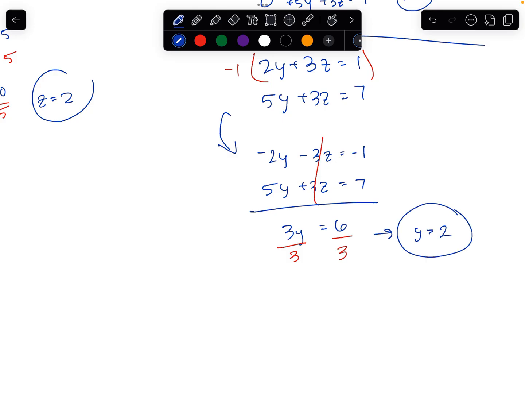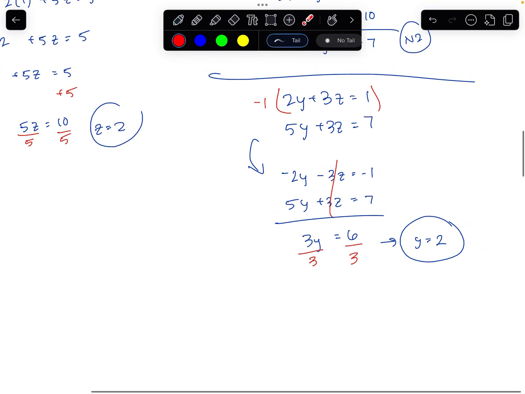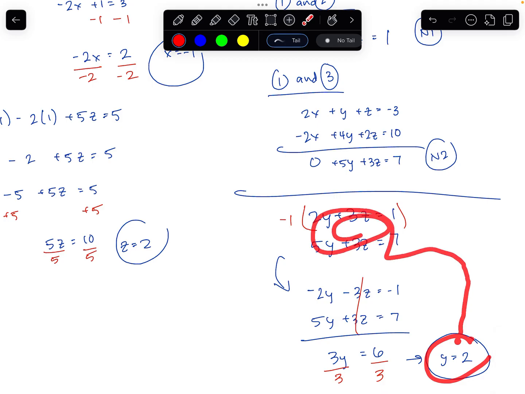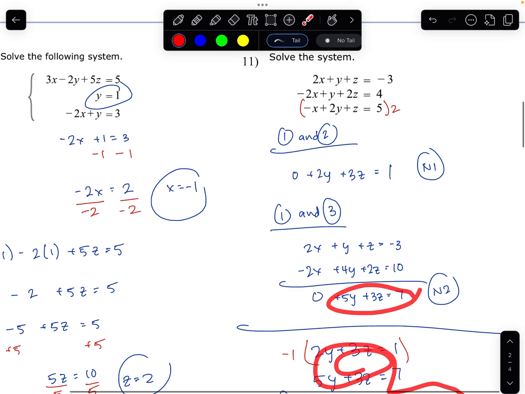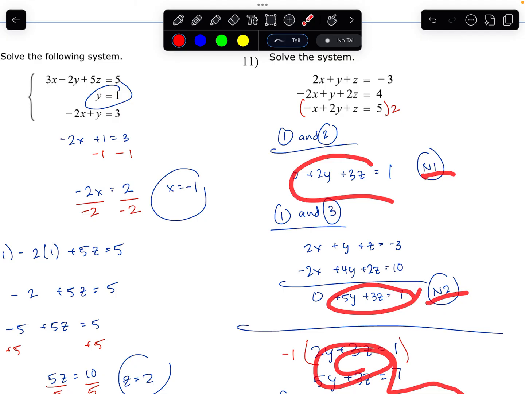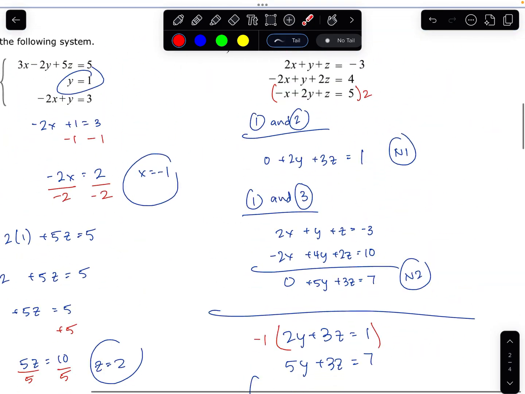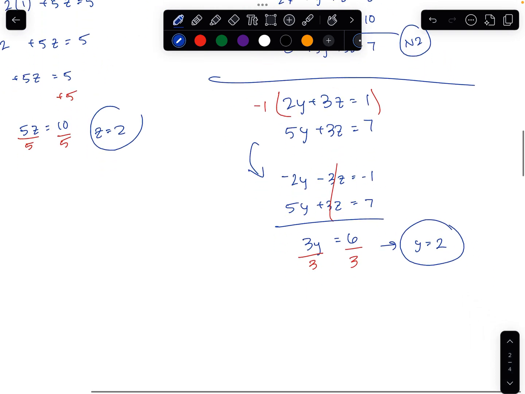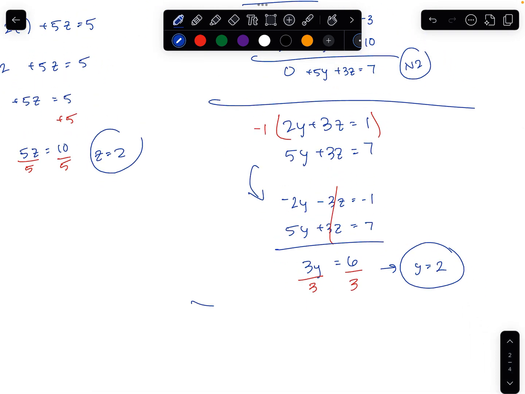So there is the first part of my solution. Now I'm going to use this right here and plug it back into one of these two new equations. So either new equation 1 or new equation 2. It doesn't matter which one. I'll plug it into, let's say, the second one, because that's the one I can easily see.